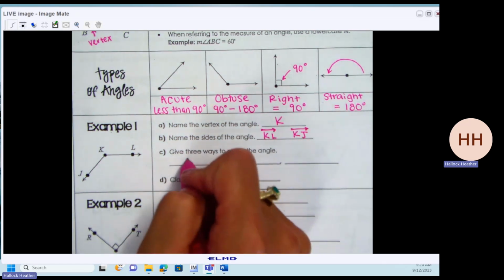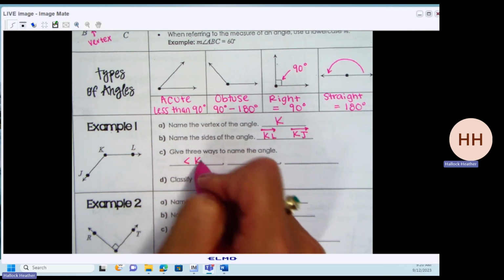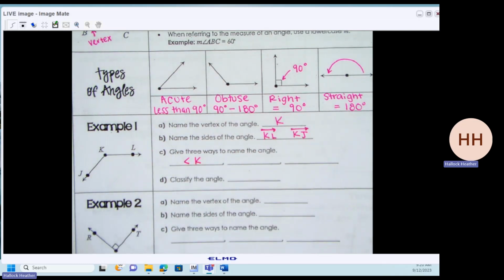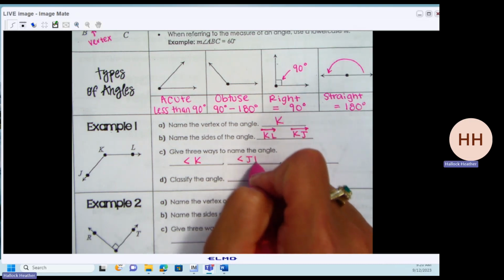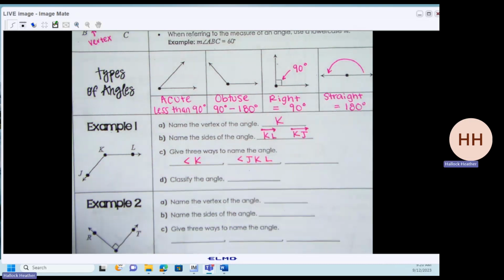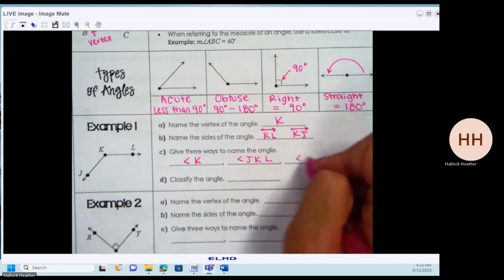The first way is the easiest, which is just angle K because there's only one angle in this picture. The other 2, you have to use all 3 letters. So for the next one, I can say JKL because the vertex is in the middle. What would be the last way I could name this angle? LKJ. K is still in the middle. It's just going the opposite direction.